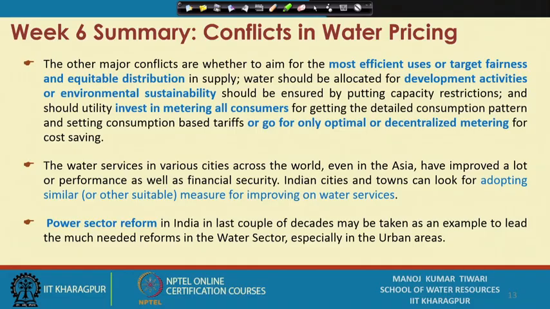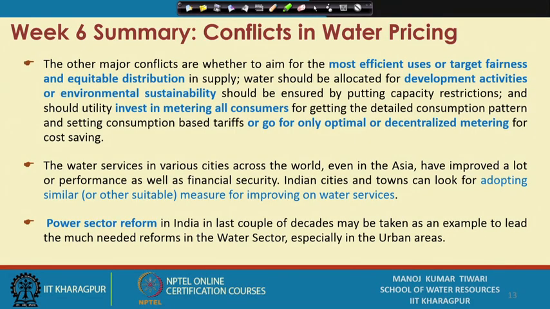Then another point of conflict which was discussed was whether utilities should invest in metering all consumers for getting detailed consumption patterns and setting consumption based tariffs, because one can set consumption based tariffs only when all the consumers are metered and consumption can be recorded. So, whether to invest in such a system, or go for only optimal or decentralized metering for cost saving, because metering all consumers will require a huge amount of cost, and it is justifiable only if it gives that much advantage in terms of water conservation or financial recovery. Otherwise, optimal or decentralized metering can be adopted for specific purposes.